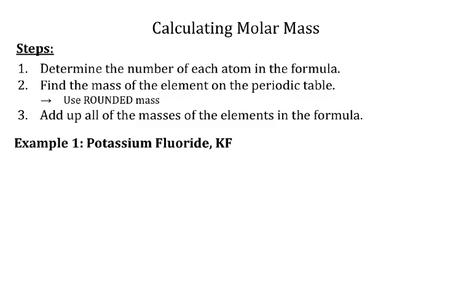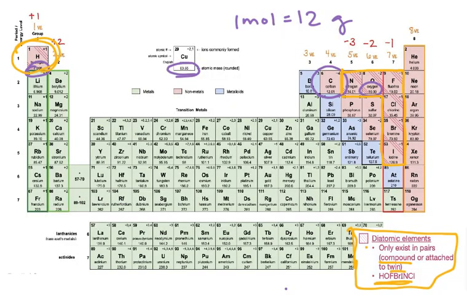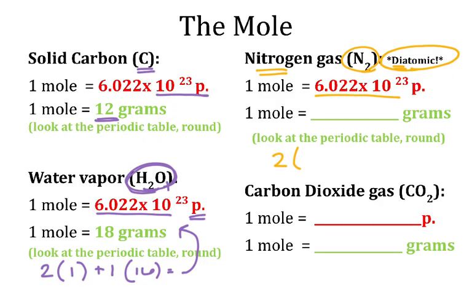And so because it says nitrogen gas, it's going to be N2, meaning 1 mole is going to be 6.022 times 10 to the 23rd of these particles. But when we're looking at the mass of 1 mole, we're going to have to go 2 times the mass of nitrogen, which is 14 if I look on my periodic table there. And so 2 times 14 is 28. So 1 mole of nitrogen is also going to have a mass of 28 grams.